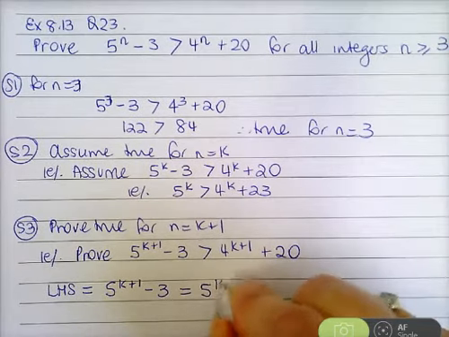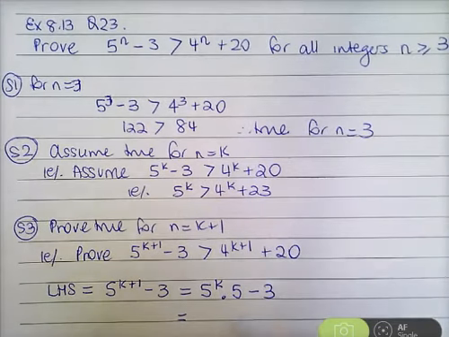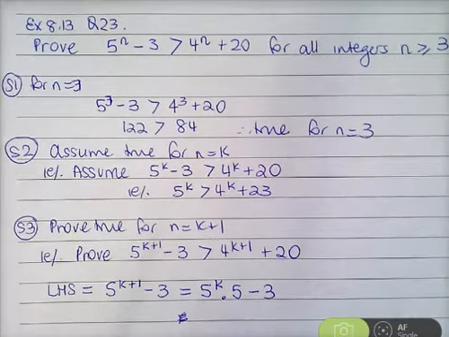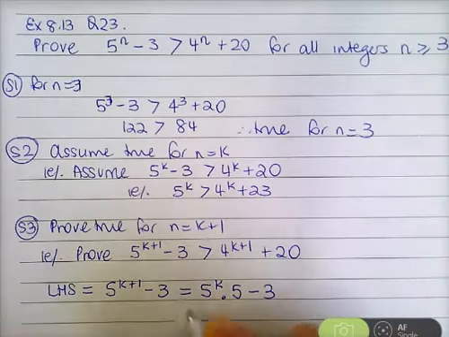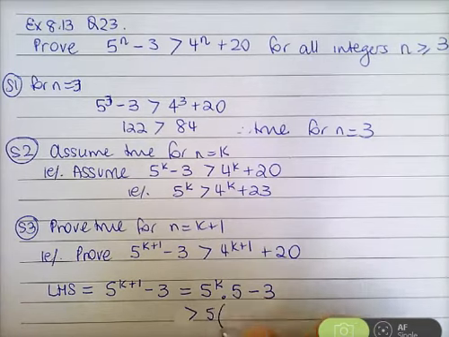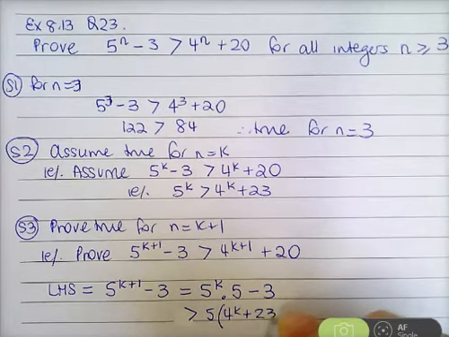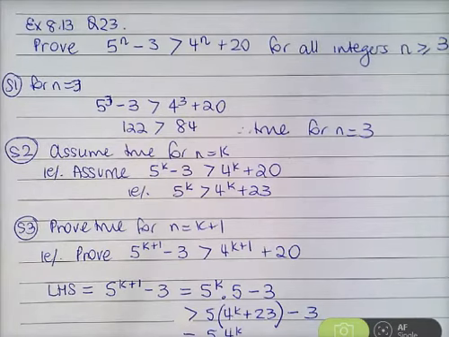What can you do? 5 to the k times 5 minus 3. What do we replace now? I put a greater than because I'm doing my replacement for 5 to the k. So now I put that line above is greater than, let's put the 5 first, 5 times what? 4k plus 23 minus 3. Now that happens to be equal to 5. No, 5, because it's 4 to the power of k.